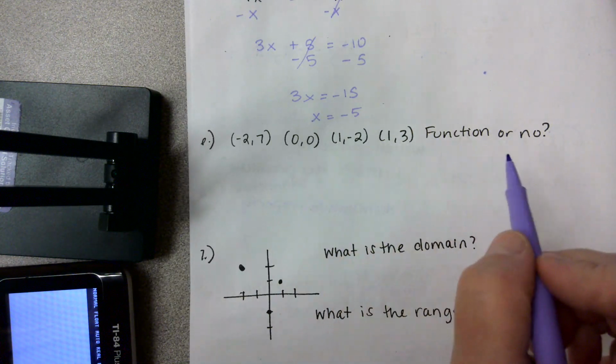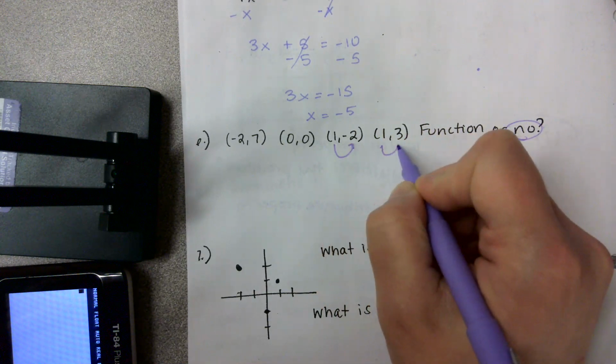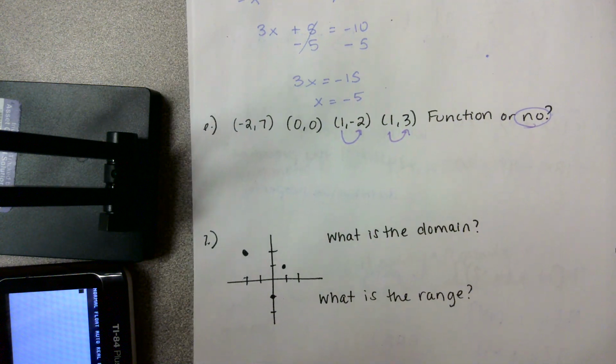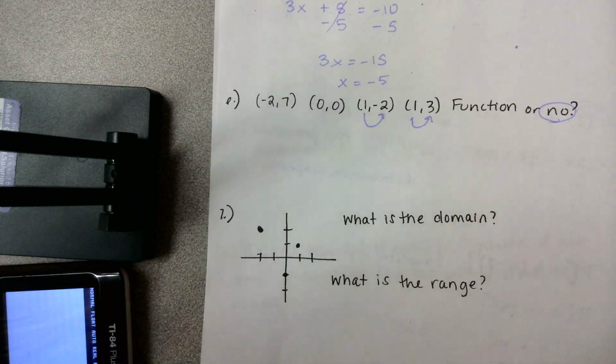Here, is this a function, yes or no? No. You're telling me 1 goes to negative 2, and then you're telling me 1 goes to 3. So you cannot have the same x value going to 2 different y values.